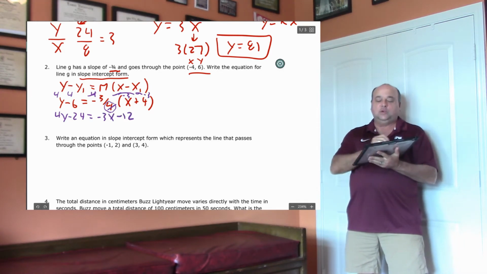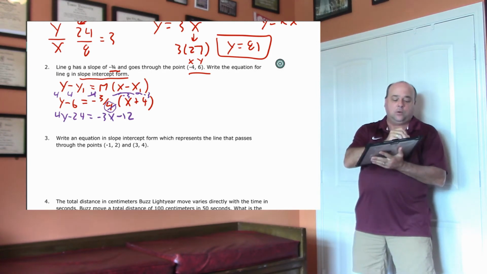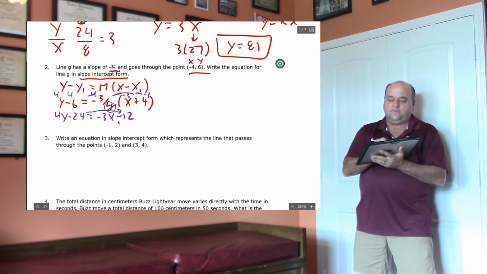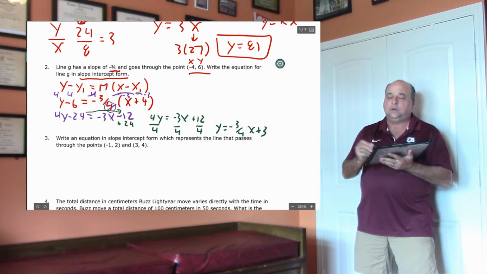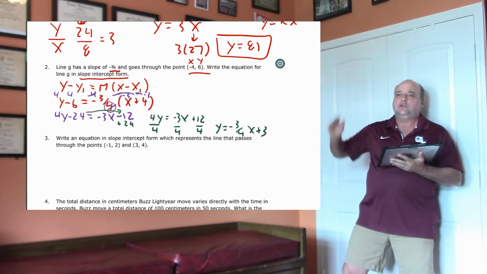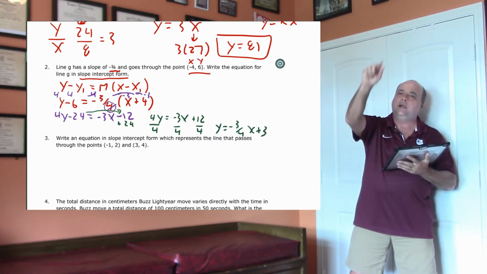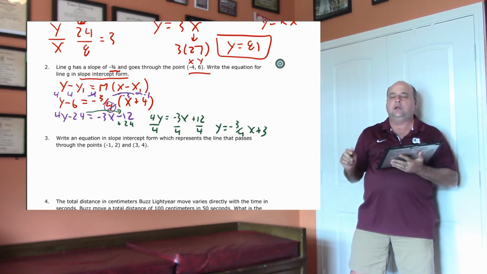Now then, what we've got to do is move over the 24, divide by 4. So I'm going to move over that 24, and I'm going to get 4y equals negative 3x plus 12, then divide by 4, and I'll end up with y equals negative 3 over 4 x plus 3. That's one way to do it. So that way you're using point-slope, plug it in, and convert it, okay?